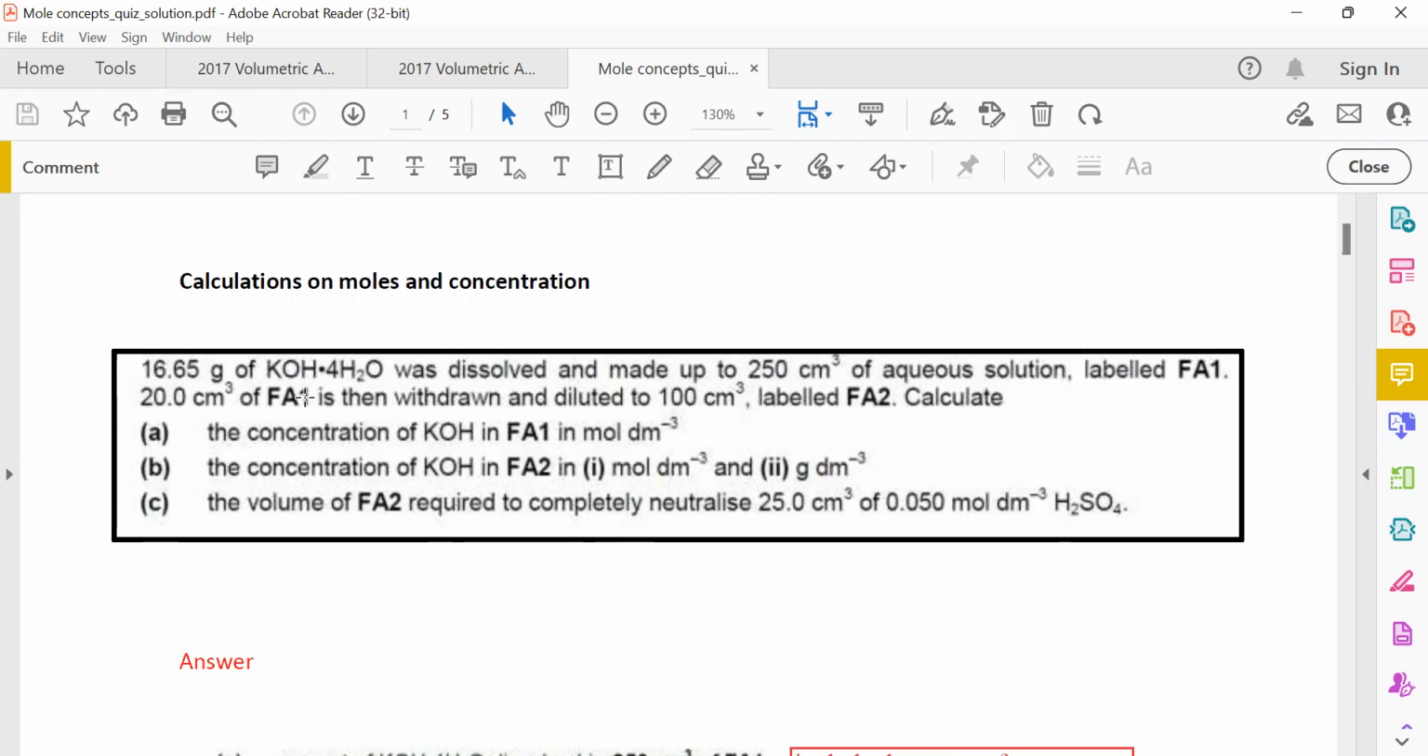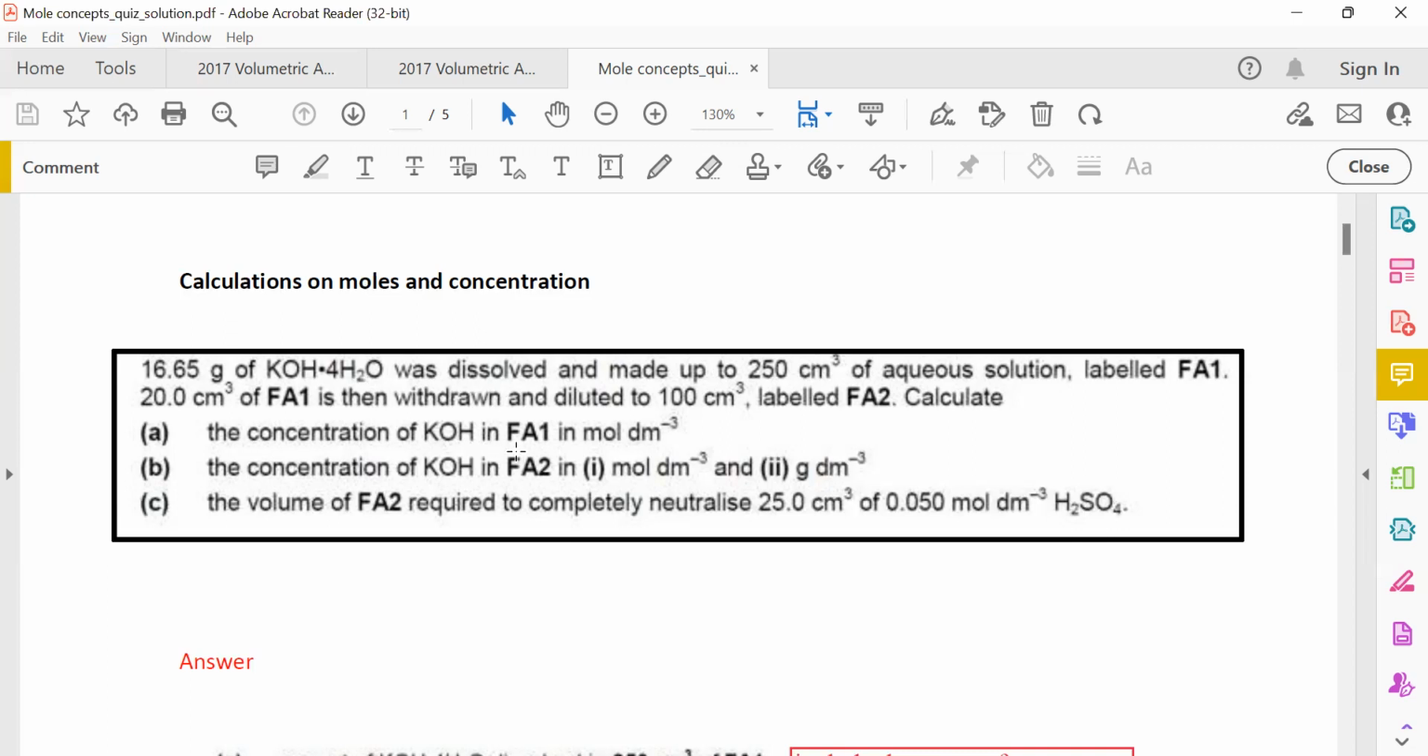You can see that you have your solid potassium hydroxide with 4 moles of water, which is actually a water of crystallization, and you dissolve them to make up to 250 cm cube of aqueous solution, and then you label it as FA1. You take this FA1 20 cm cube out, and then you dilute to 100 cm cube, and label it FA2. Basically, it's a bit boring, but anyway, this is a question, so you just follow.